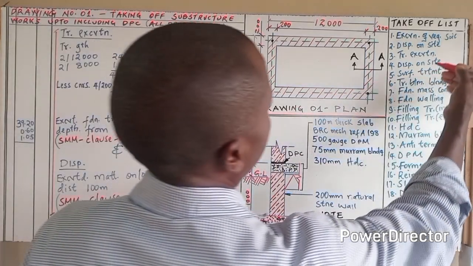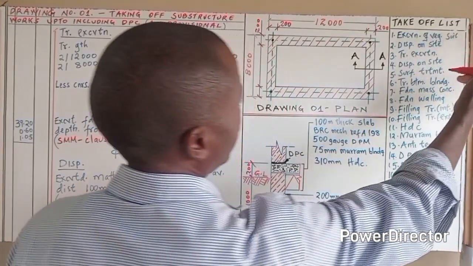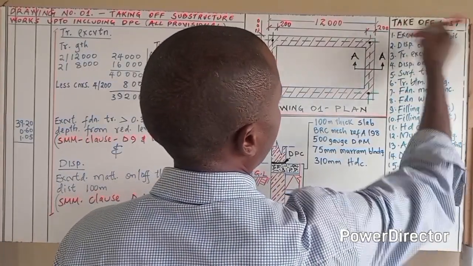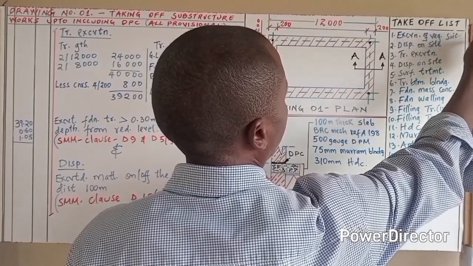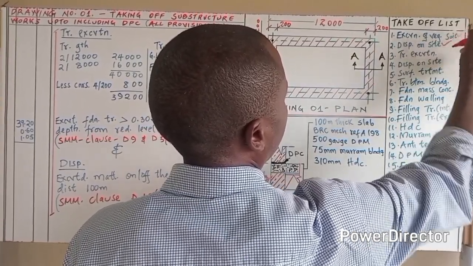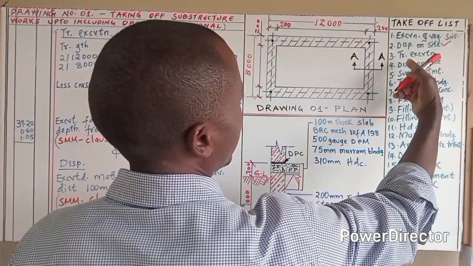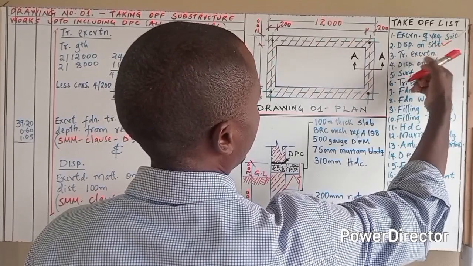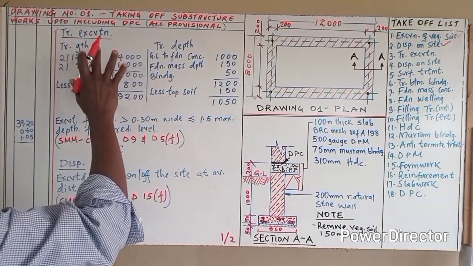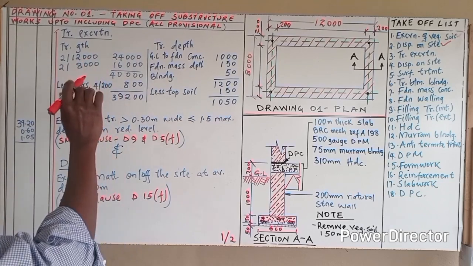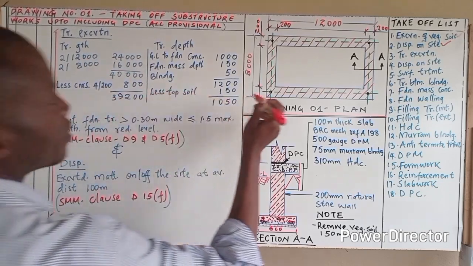Now, because we are through with the first heading and the second heading, it is advisable that if you're through with a certain heading, you take it like that so that you don't get confused in the process. So we are moving to the third heading, which is trench excavation. Now, for us to excavate the trench, first of all, you must get the mean girth. Now, what is the mean girth?